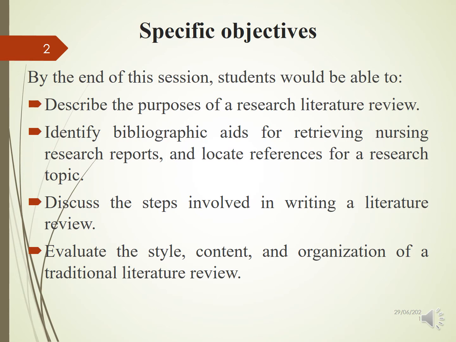One, to describe the purposes of a research literature review. Two, identify bibliographic aids for retrieving nursing research reports and locate references for a research topic. Then three, discuss the steps involved in writing a literature review. And then four, evaluate the style, content, and organization of a traditional literature review.